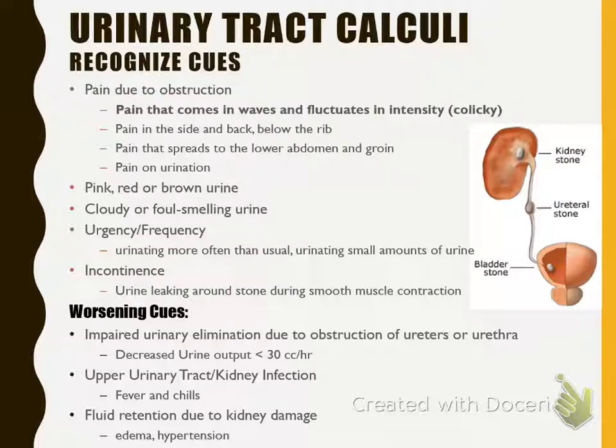If it's completely blocking your urine, that's our biggest thing. If this stone is completely blocking your urine from getting out of your body, you could end up in kidney failure. So we're going to go ahead and put that as a worsening cue. If your urine output starts to drop, then we need to intervene. So just going back to when we talked about the oliguria, if you put the definition of oliguria in there. So if your urine output starts to drop, that's your red flag.